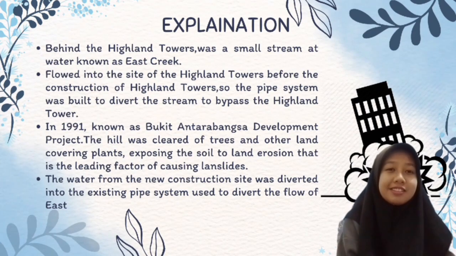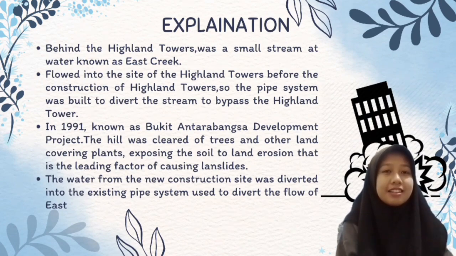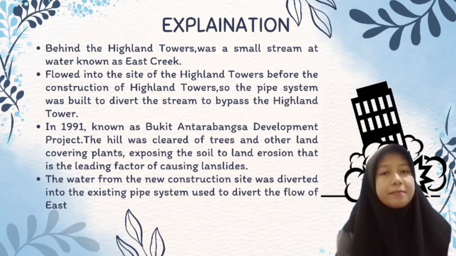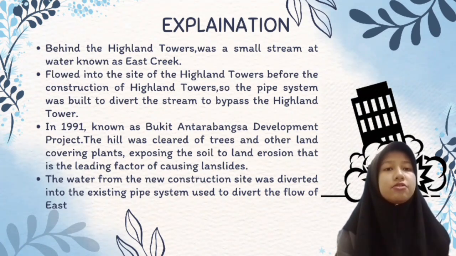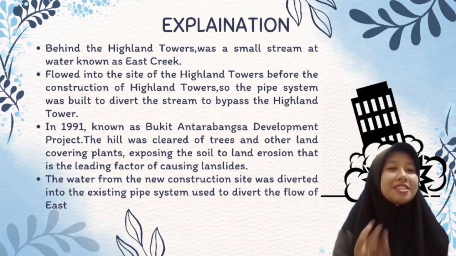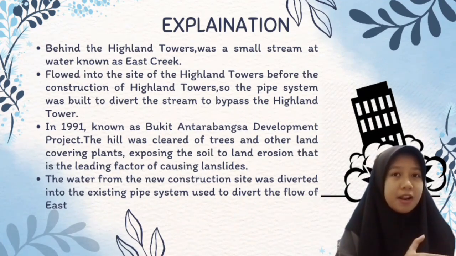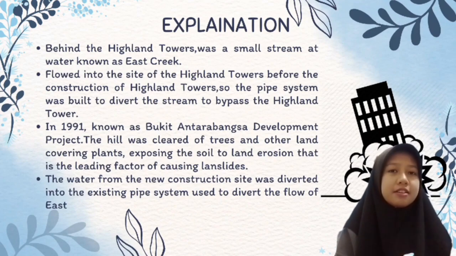Today, I will be talking about the natural tragedy, which is Highland Tower. To understand what caused this disaster, we need to look at the geographical factor. One of the key elements was a small stream behind the towers. Before the construction of Highland Towers, this stream flowed through the area. However, to make way for the buildings, engineers built a pipe system to divert the stream away from the site. While this seemed like a good solution at first, it later played an important role in the disaster.